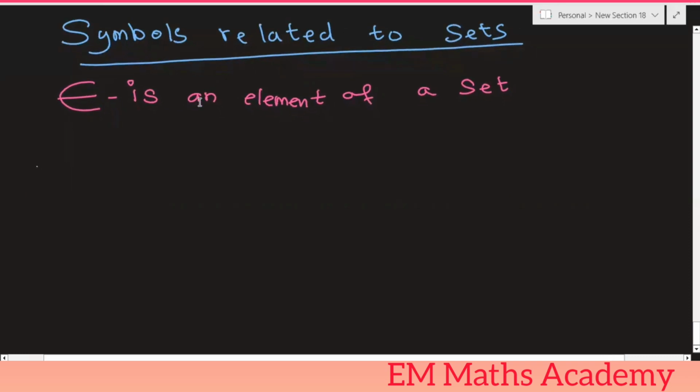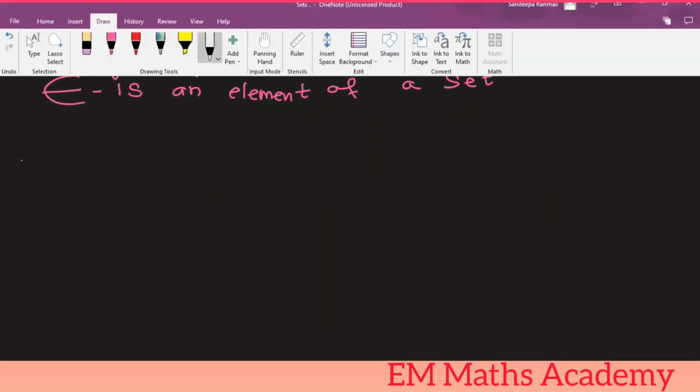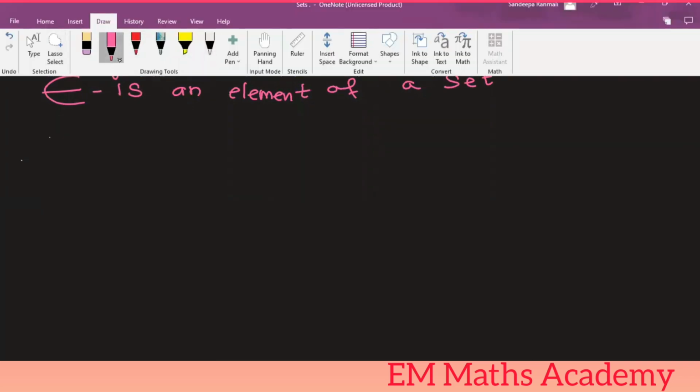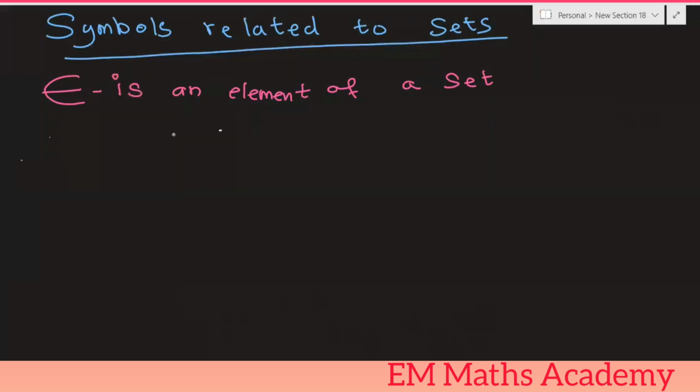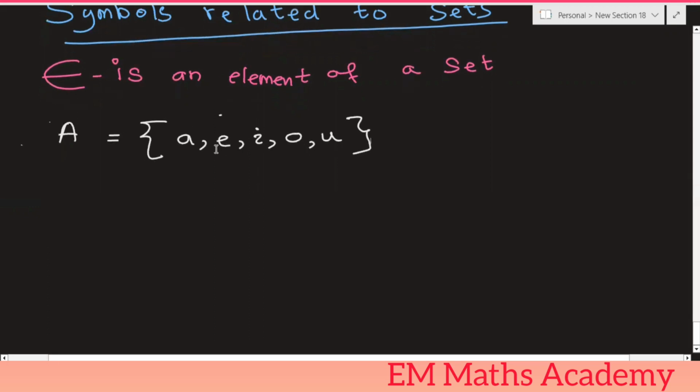To discuss the symbols related to sets. Here I will take a set A. What is this set? Can you describe this set in the descriptive method? Yes, A is the vowels of the English alphabet.